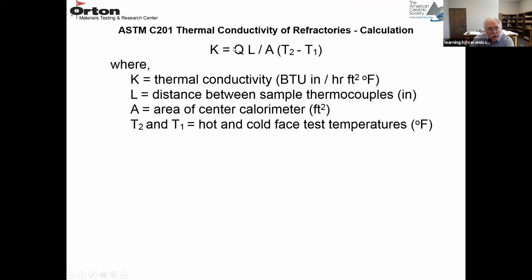So we know the value Q, the heat flow. We can calculate K, the thermal conductivity. We know the distance between the hot and cold face thermocouples. That's L. We know the area of the center calorimeter. That's 3 inches times 3 inches, 9 square inches. And we know the temperature differences between the hot and cold face. So T2 would be the hot face, T1 would be the cold face. So a real simple calculation, we get the thermal conductivity at steady state conditions at whatever temperature we set the system at.